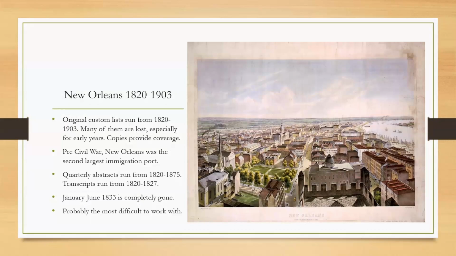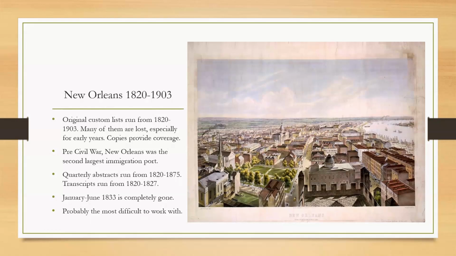And finally, last but certainly not least, New Orleans. New Orleans' original custom lists run from 1820 to about 1903. Many of them are completely lost, especially for early years. However, we are lucky in that there are many copies that provide coverage. Before the Civil War, New Orleans was the second largest immigration port, although as the ships got larger, that ended until the late 19th century when some terraforming was done and the port was opened up. So you'll see kind of a U shape when it comes to immigration through New Orleans.